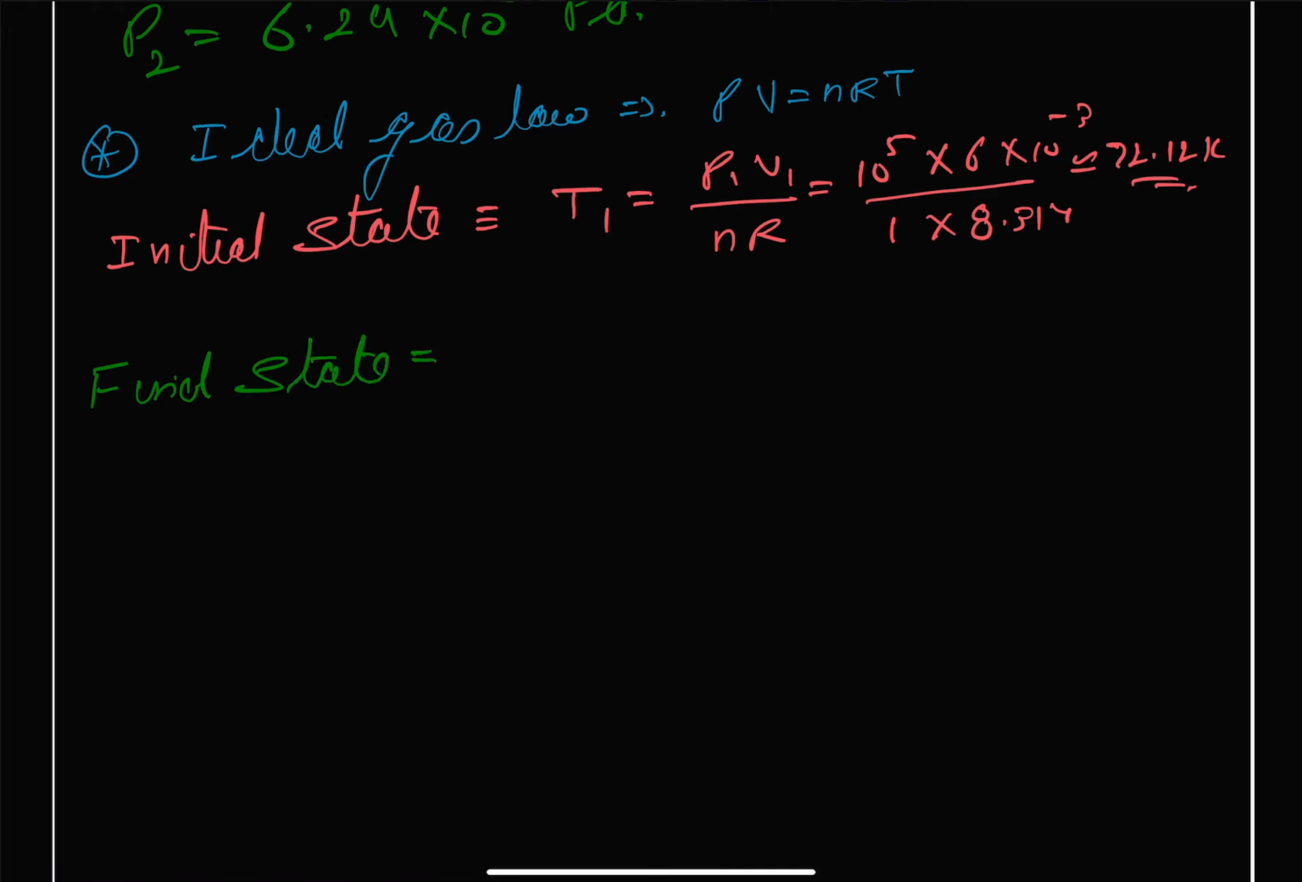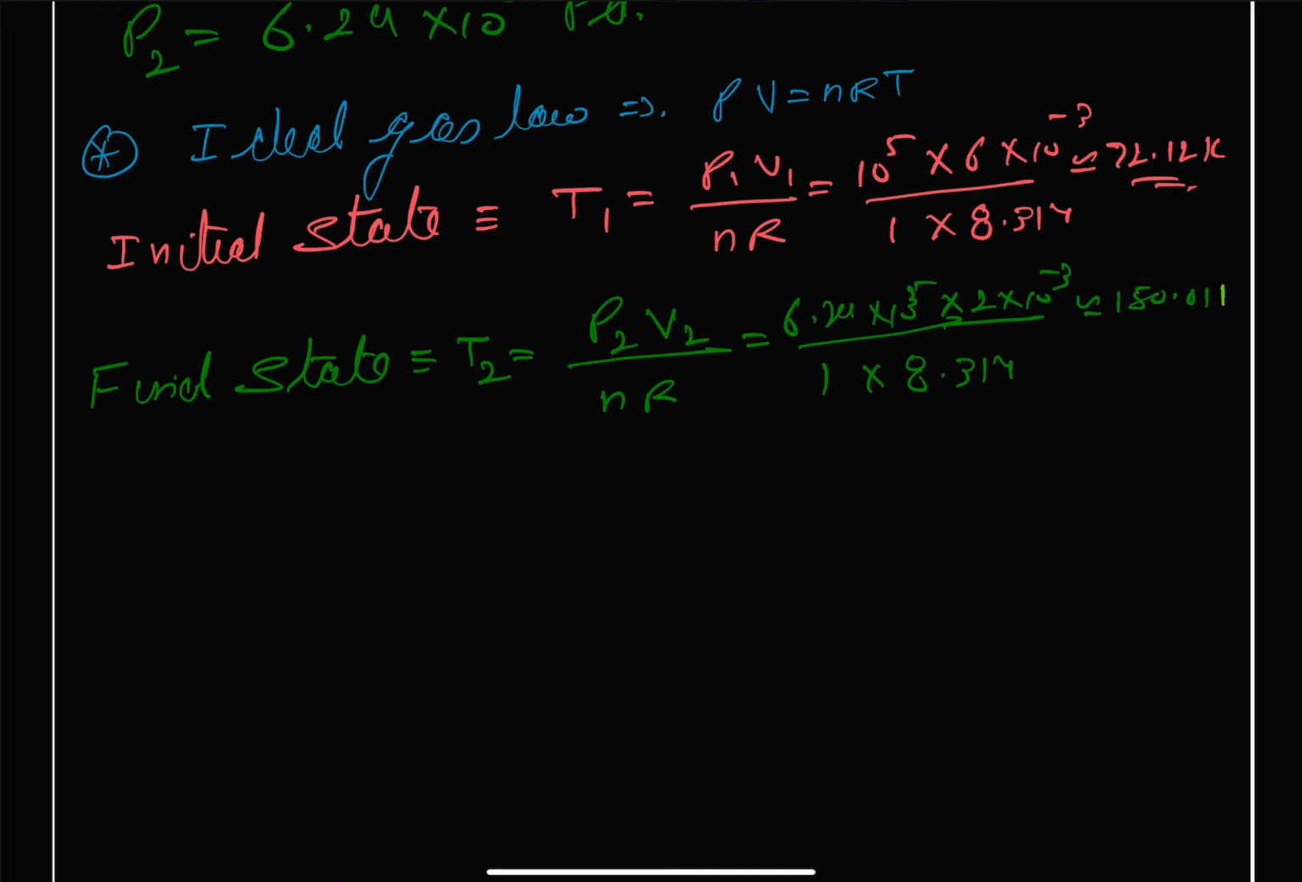Final state, that's T2 will be equal to P2 V2 divided by N times R. So we get this as 6.24 into 10 to the power 5, 2 into 10 to the power minus 3, and N is 1, and R is 8.314. This is approximately equal to 150.01 Kelvin. Okay, so we got our T1 and T2.